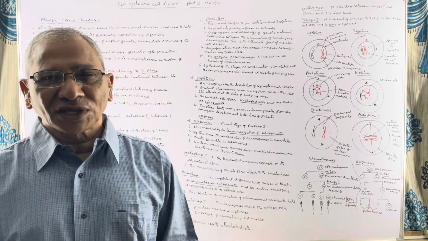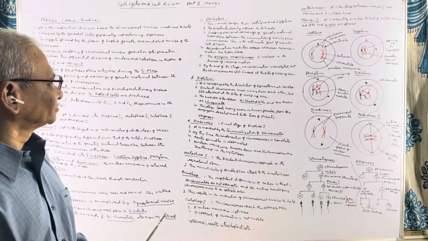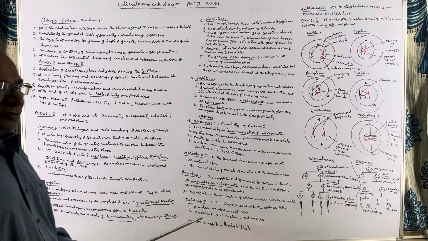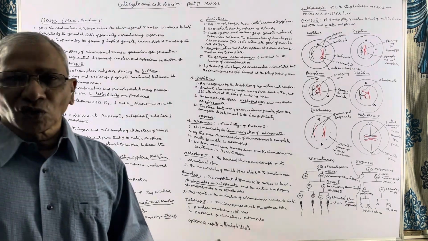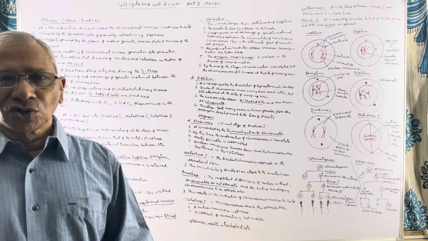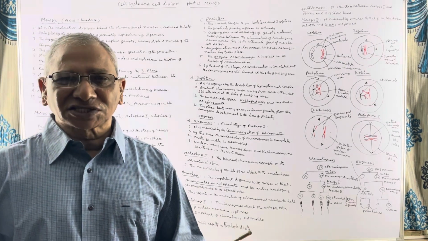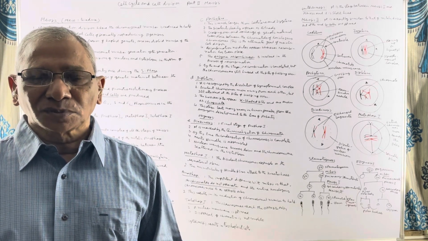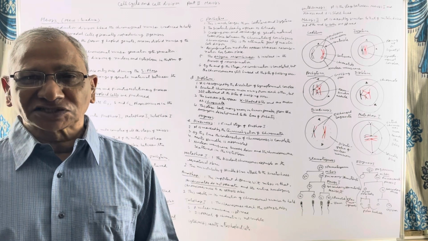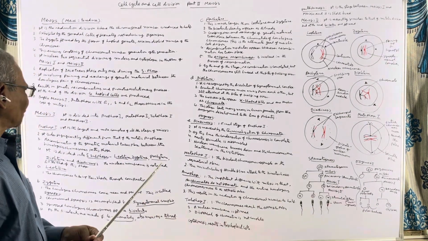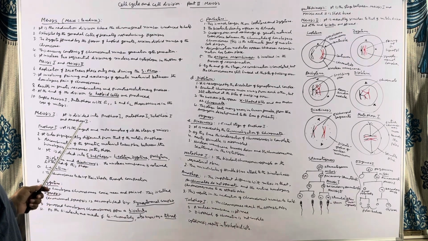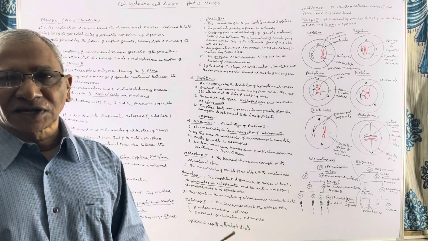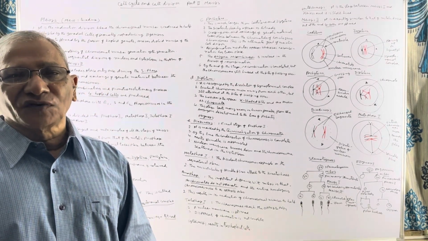Now let us see how meiosis 1 takes place. One more point is, at the end of meiotic division, 4 haploid cells are formed. During mitosis, at the end of the cell division, 2 cells are formed and they are diploid. But in this case, 4 haploid cells are formed at the end of meiotic division. Coming to meiosis 1, it is divided into prophase 1, metaphase 1, anaphase 1 and telophase 1.